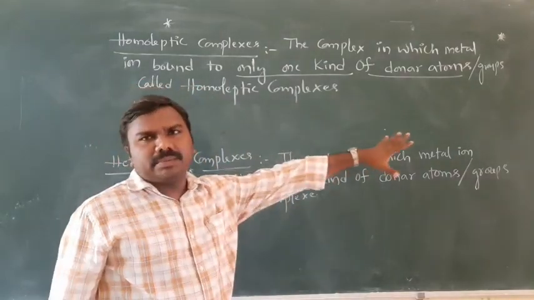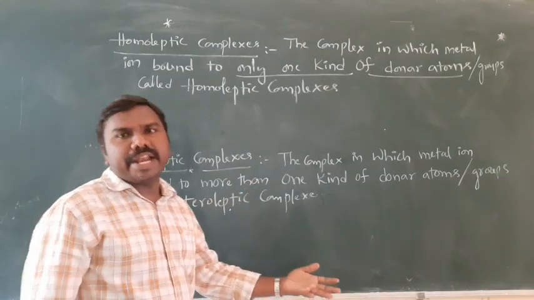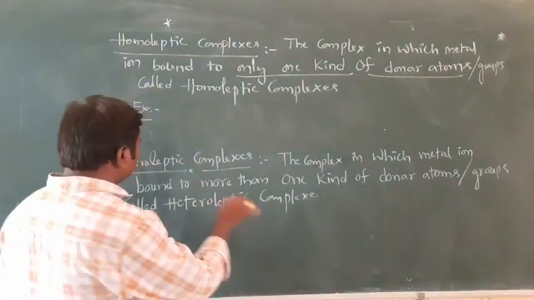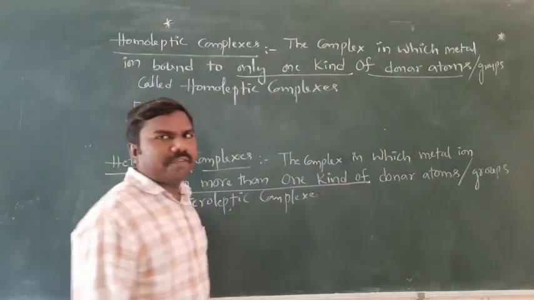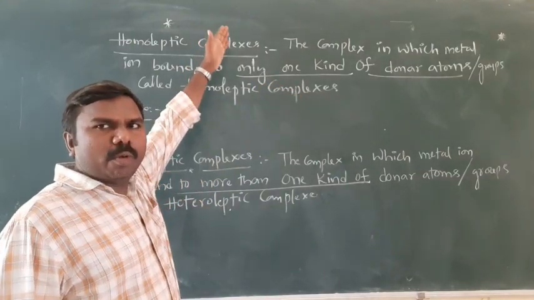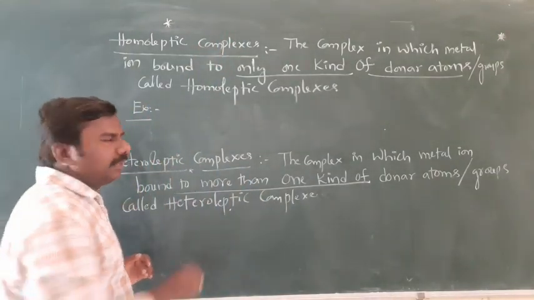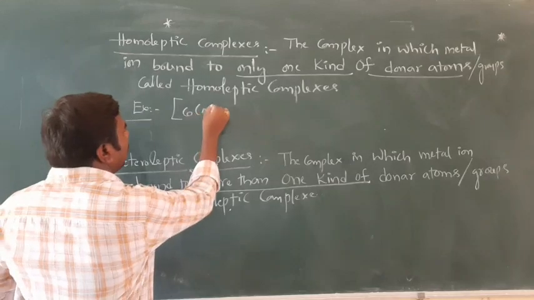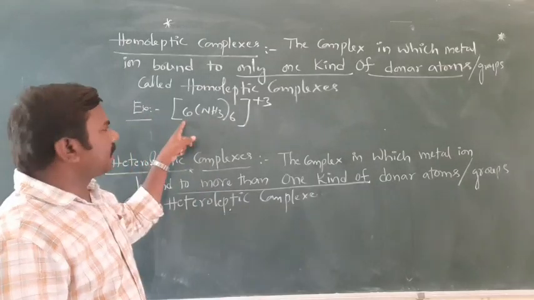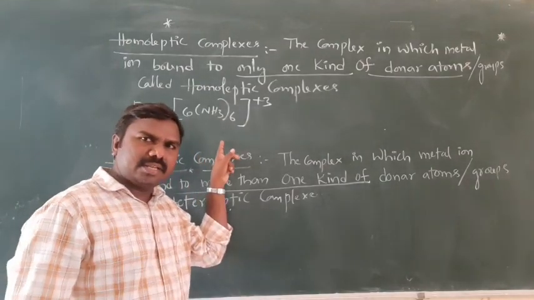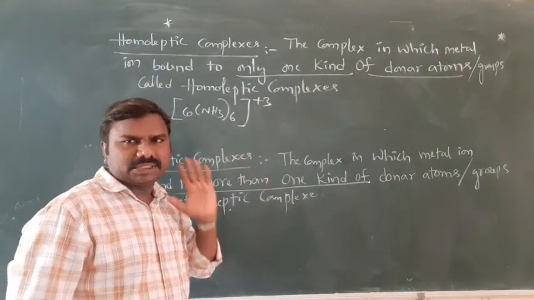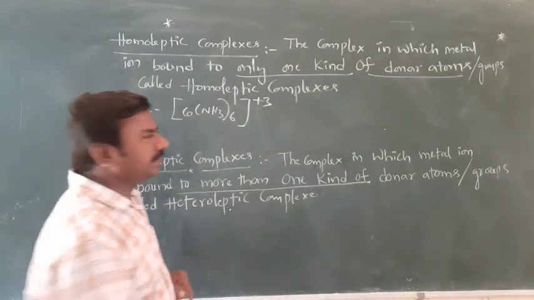The complex in which the metal ion is bound to more than one kind of donor atoms or groups, nothing but ligands, is called heteroleptic. More than one means different, that's why heteroleptic. Only one kind means same, that's why homoleptic. Examples for homoleptic: [Co(NH3)6]3+. Cobalt is the central atom. The 6 ligands are NH3s only, but not others. All 6 NH3s are the same, that's why it is homoleptic.